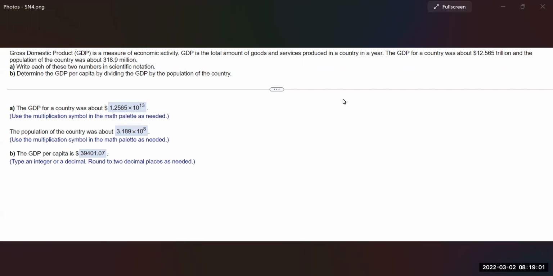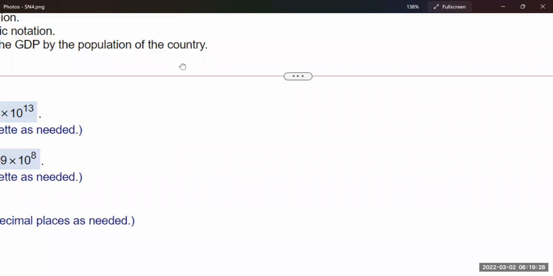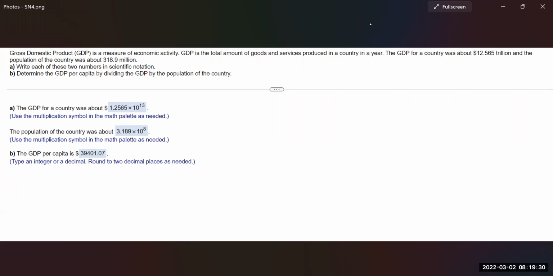Sorry. The GDP is a measure of economic activity. The GDP is the total amount of goods and services produced in a country in a year. The GDP for a country was about 12.565 trillion, and the population of the country was 318.9 million. Okay, so let's work on this.